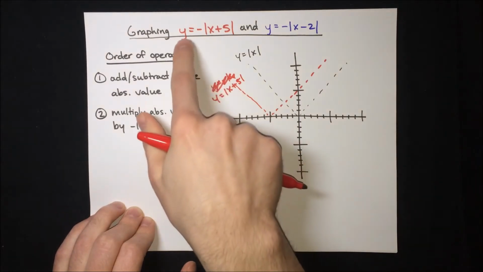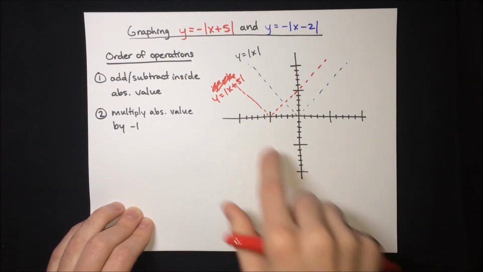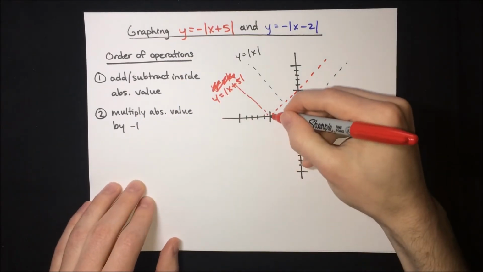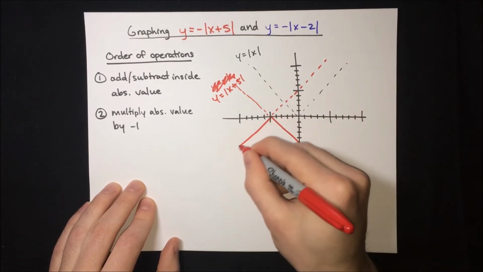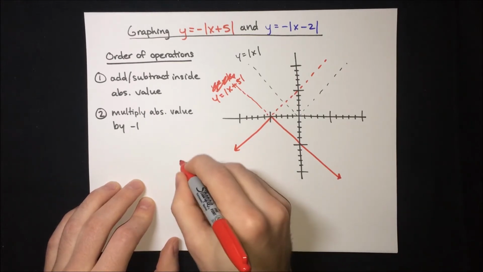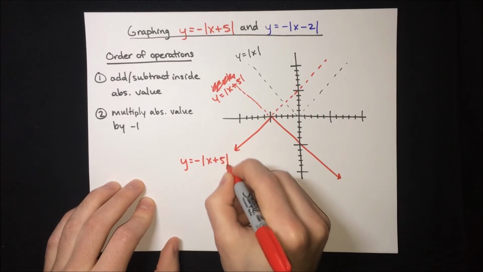Now, to get the negative there, we have to reflect that over the x-axis. So we're going to take this dotted graph and reflect it over the x-axis to get this resulting graph. And now that graph is the graph of y equals negative absolute value of x plus 5.